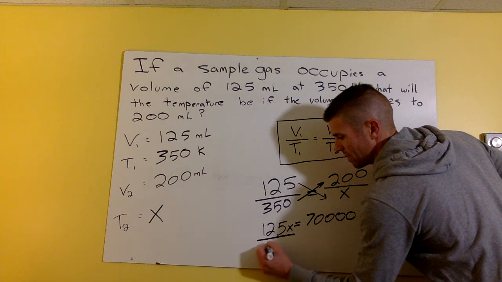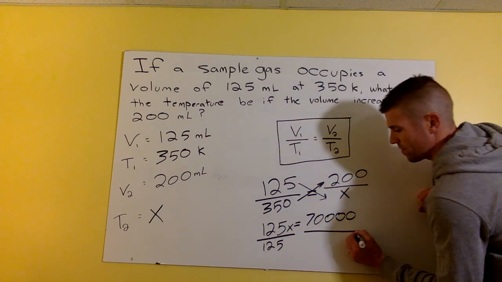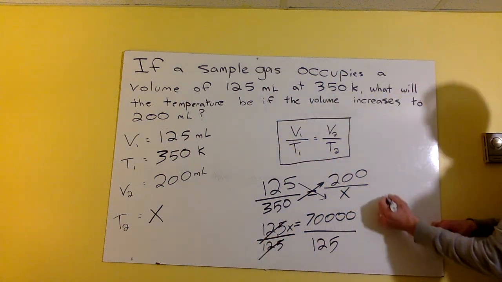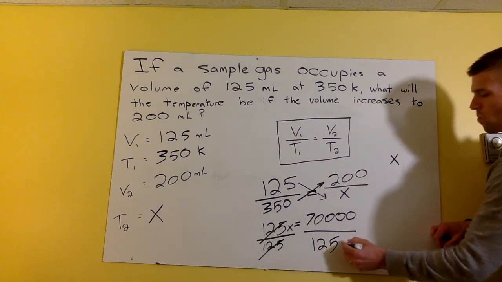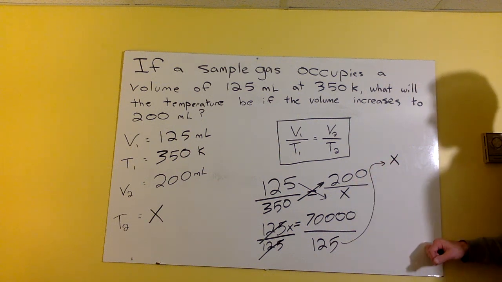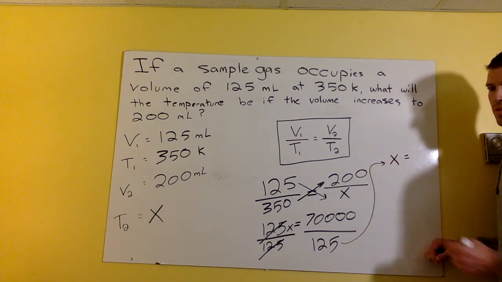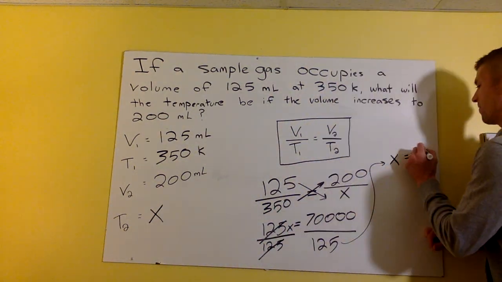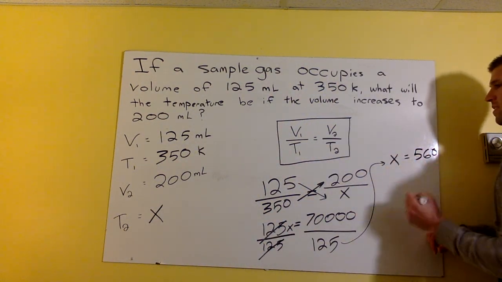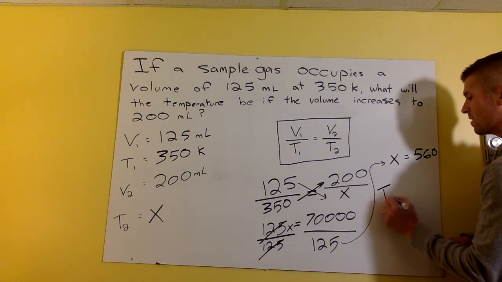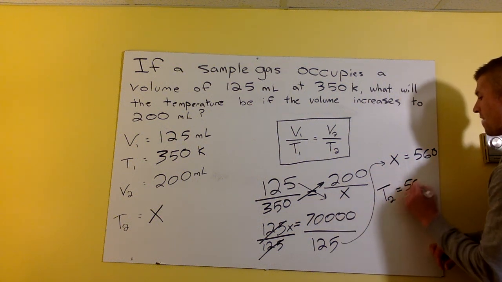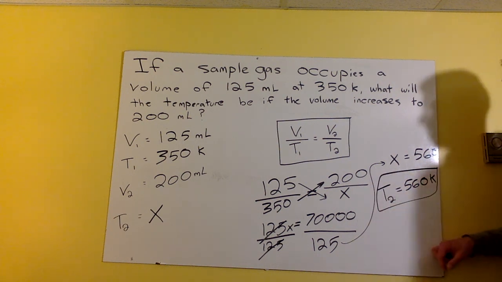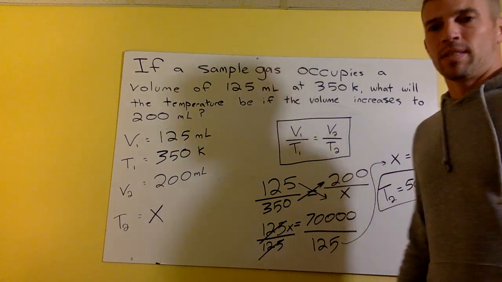To get X by itself, I divide by 125. That cancels out. I'm left with X equals, what was my answer? Let me make sure I wrote it down. 560. So T2 equals 560 in my unit for temperature. Always Kelvin, okay? Always Kelvin.